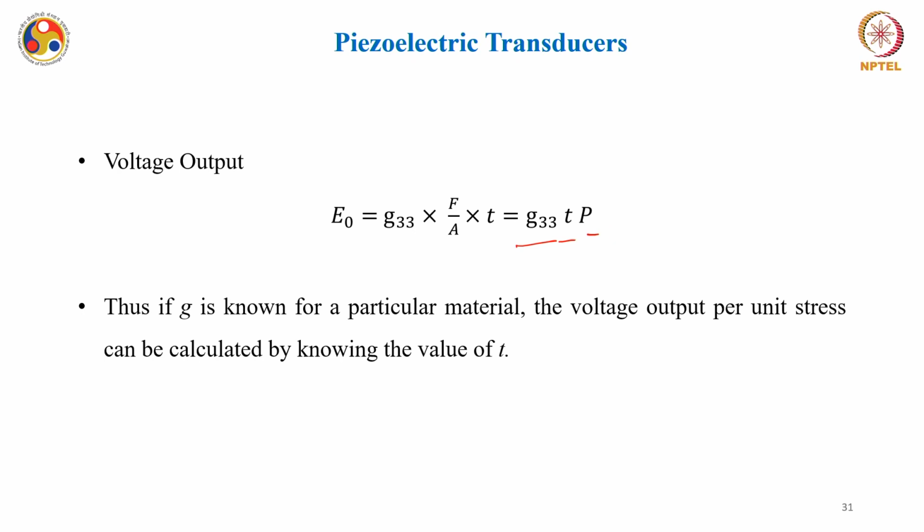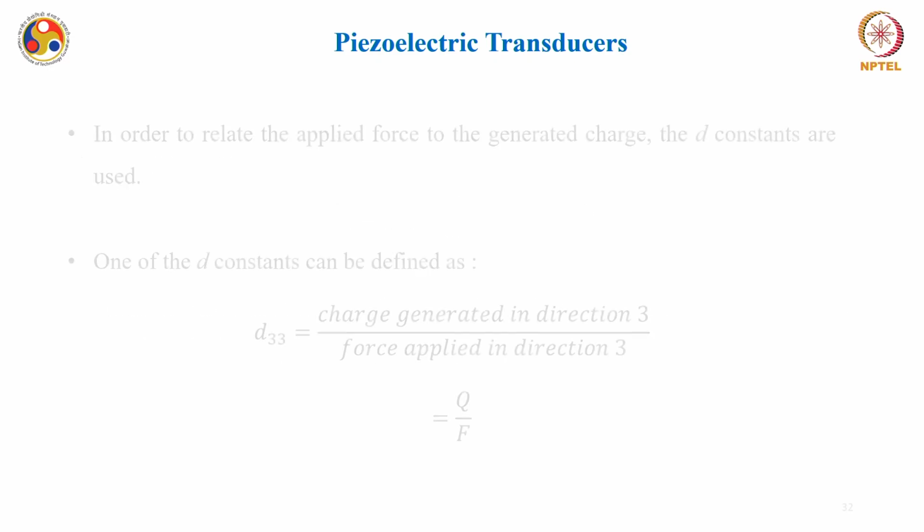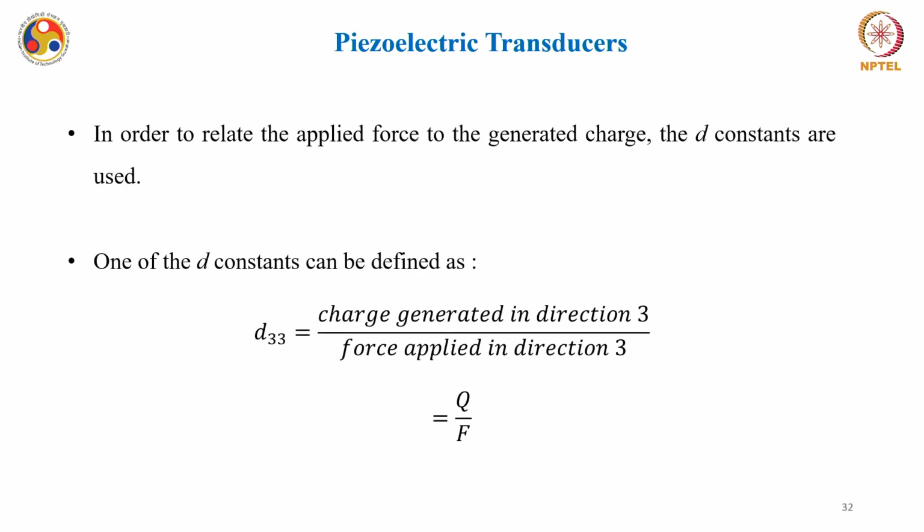So for any material, if G is known for that particular material, the voltage output per unit stress can be calculated by knowing the value of T. Once you know this, you can calculate the voltage sensitivity or voltage at the output, okay. In order to relate the applied force to the generated charge, the D constants are used, and one of the D constants can be defined as charge generated in direction M divided by force applied in direction M. Or for D33, for example, you can write it simply as charge generated in direction 3 divided by force applied in direction 3.